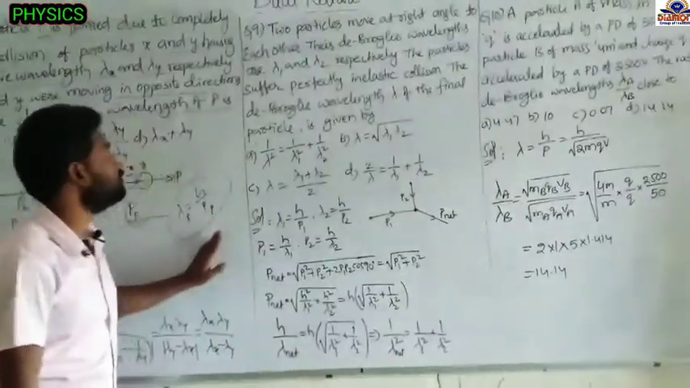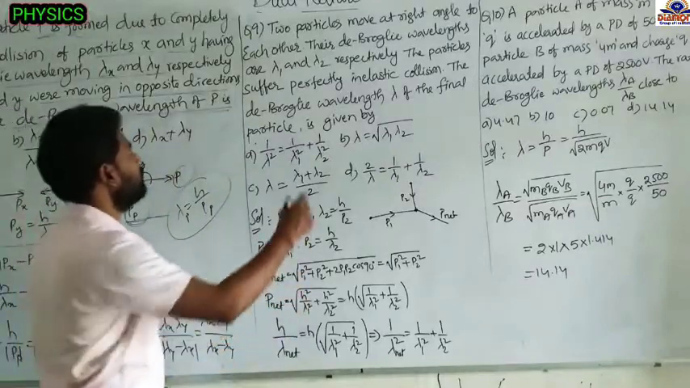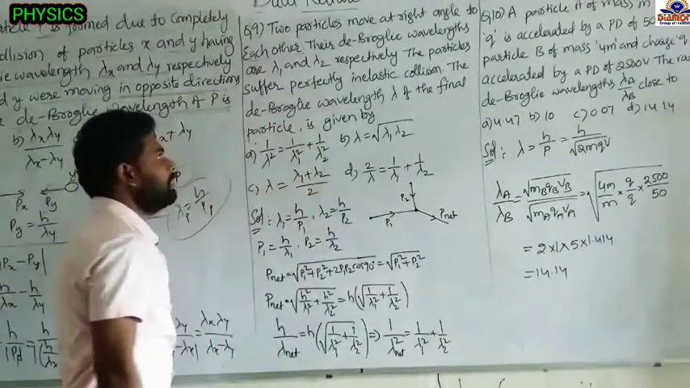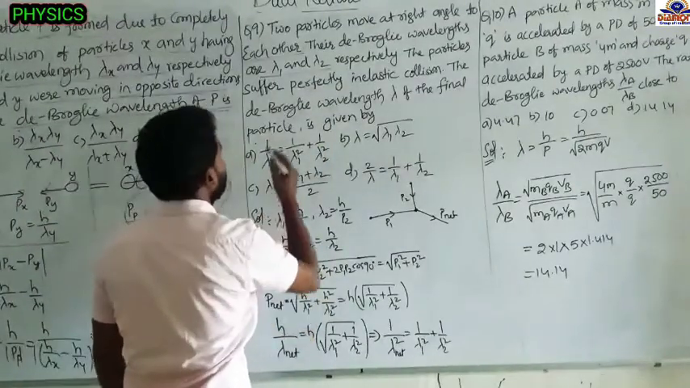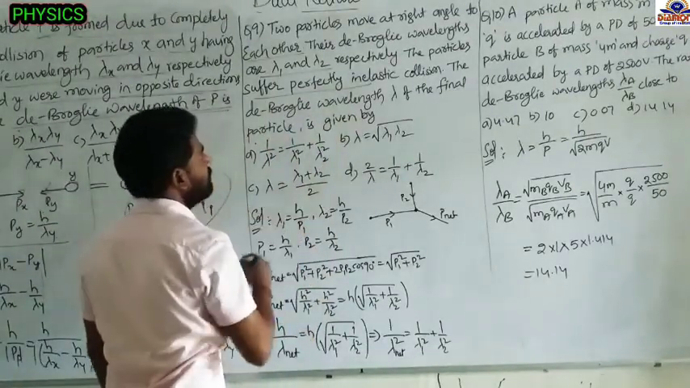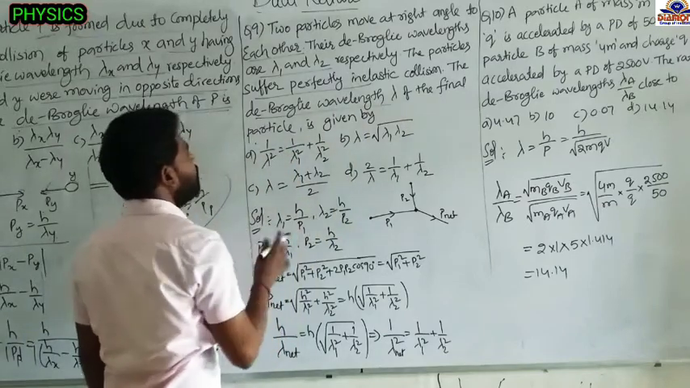Now the next question: two particles move at right angle to each other. It is a similar concept, but here they are at right angle to each other. The de Broglie wavelengths are lambda 1 and lambda 2 respectively. The particles suffer a perfectly inelastic collision. Find the de Broglie wavelength of the final particle.